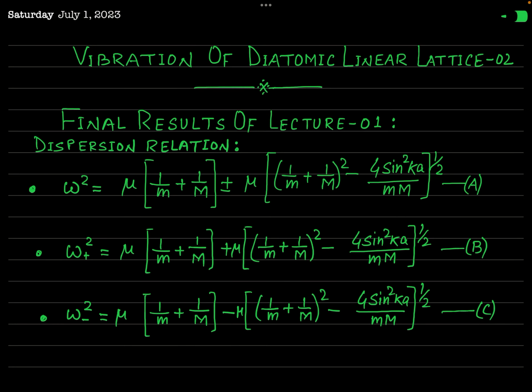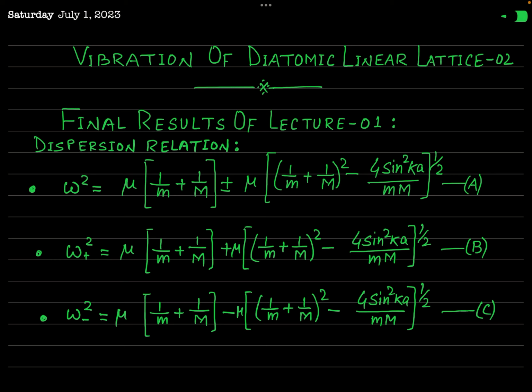We have started to deal with the problem of vibration of diatomic linear lattice in the previous lecture. In the first part of that lecture, you have seen the deduction of a very important relation which relates the frequency of vibration omega and the wave vector k. That relation is called the dispersion relation. The first lecture was intended to find the dispersion relation, but we have not discussed that very important result in the first part of the lecture.